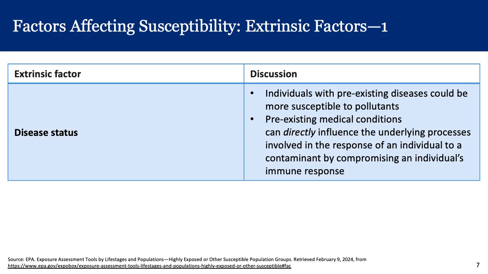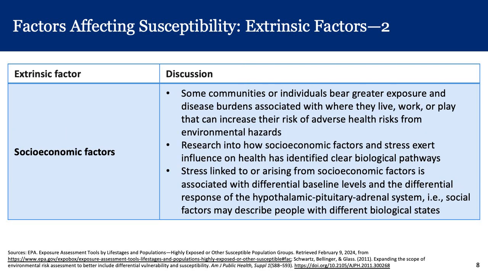For example, an individual with pre-existing asthma might be more susceptible to the potential effects of air pollutants and other respiratory irritants compared to a healthy individual without a chronic respiratory condition, as pre-existing medical conditions can directly influence the underlying processes that are involved in the response of an individual to a contaminant by compromising their immune response. Another extrinsic factor includes socioeconomic factors.